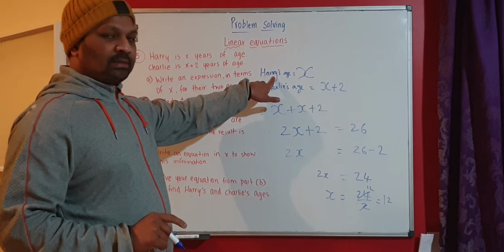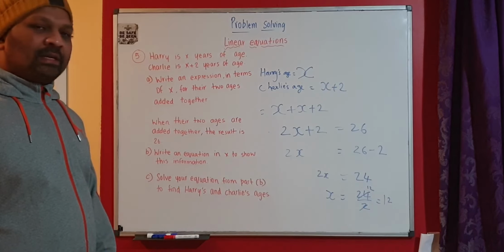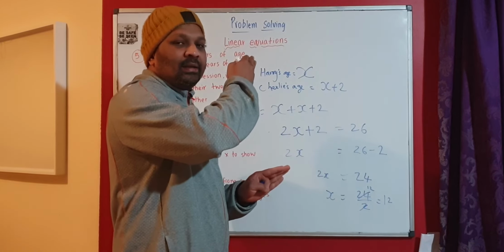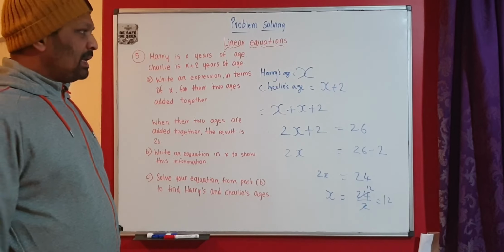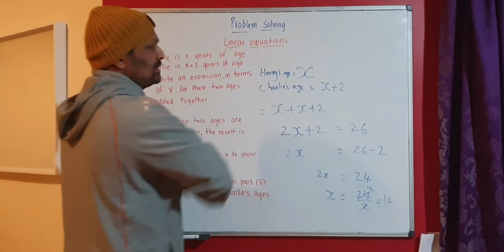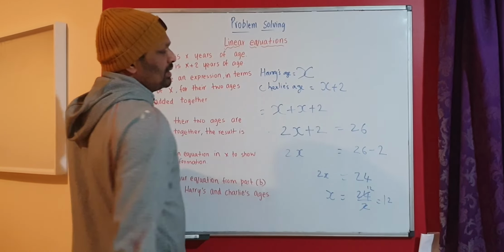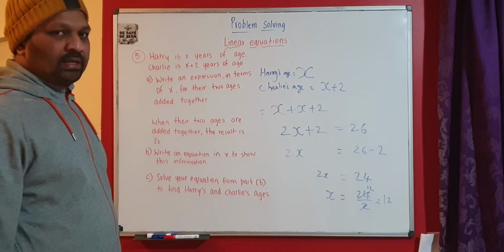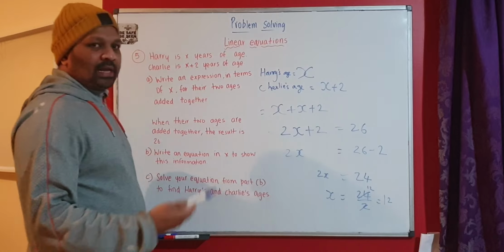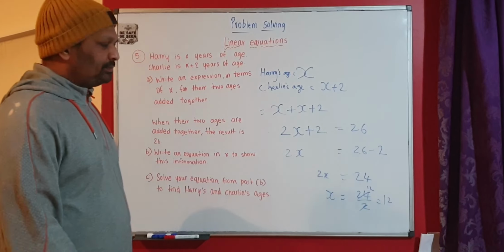X is Hari's age. At the end of solving such word problems, you will get to know the value of the unknown variable, but you should be able to relate what that unknown variable is by looking back at your original sum. X is Hari's age. Hari's age is 12 years. What is Charlie's age? X plus 2. You put 12 here. 12 plus 2, which is 14 years. So Charlie is 2 years more, Charlie is 2 years elder.